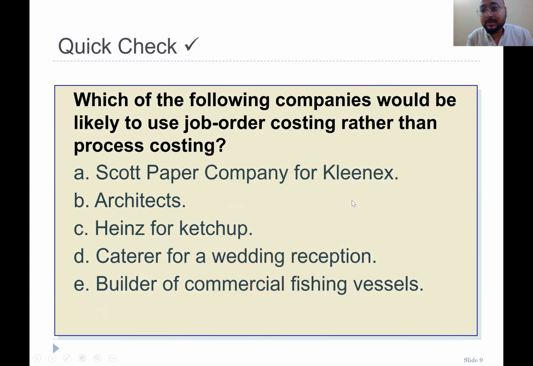So if you understand the concept of process costing and job order costing, I have a quick check for you. All of you, I need your participation. Let me read the question here. Which of the following companies would be likely to use job order costing rather than process costing? We have A, B, C, D, E. There can be one or more correct options. Your time starts now.